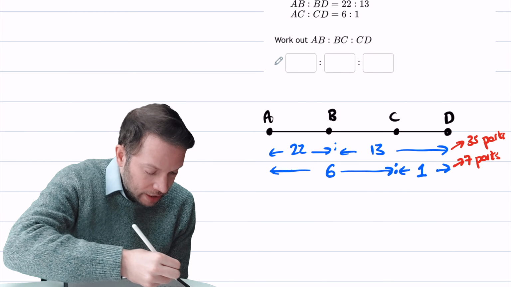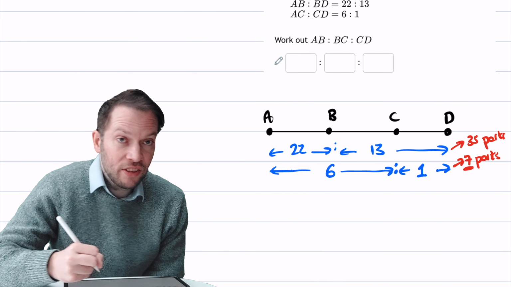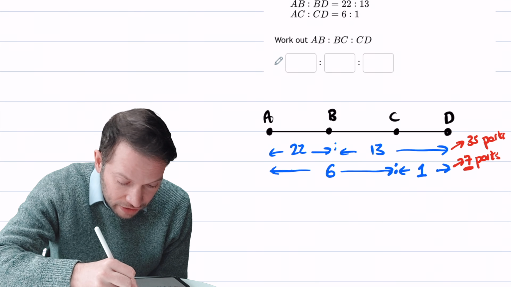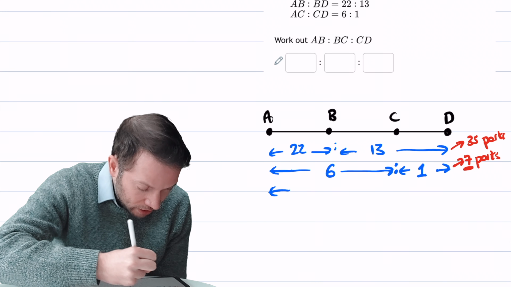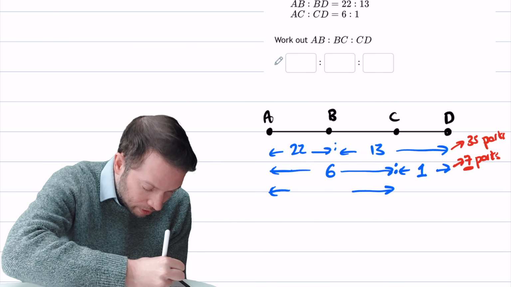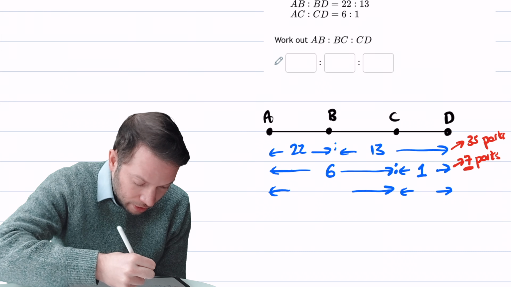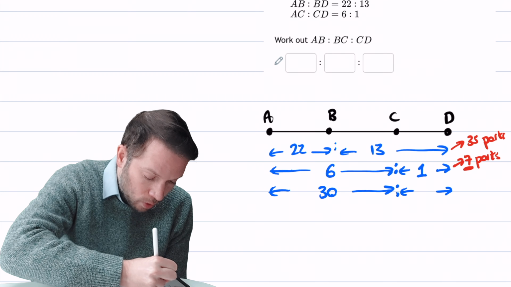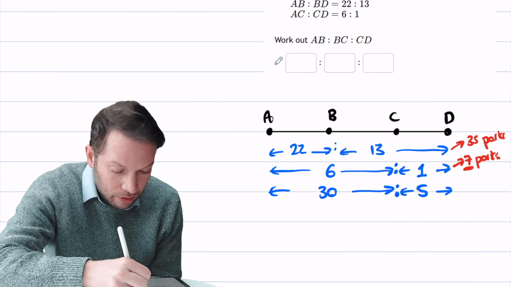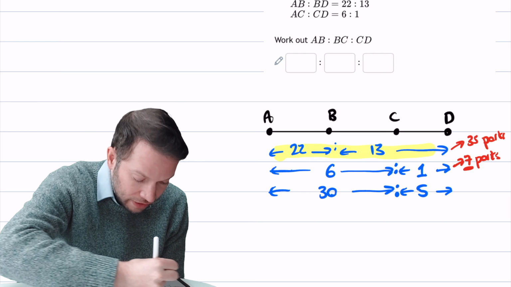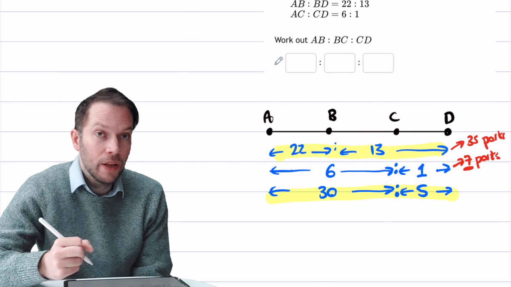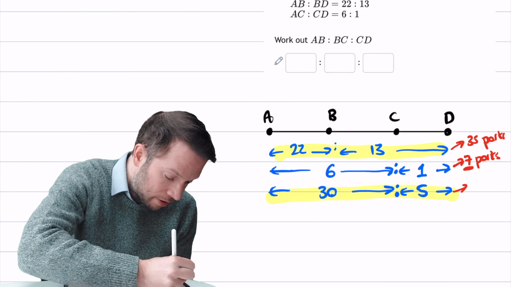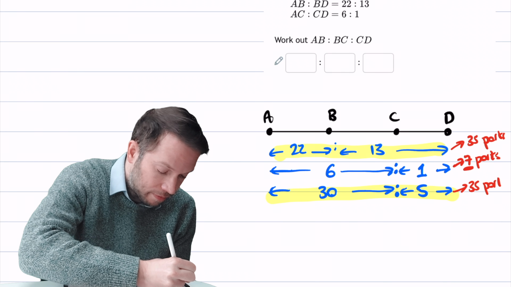So what we can do is this 7 parts here, if we times that by 5, we would get to 35, wouldn't we? So we're going to change this second ratio. So we're going to times the numbers in this ratio by 5. So the 6 times 5 is going to be 30. And the 1 times 5 is 5. Now, this and this scaled second ratio, they're much easier to compare because they have the same number of total parts, of 35 parts, right?